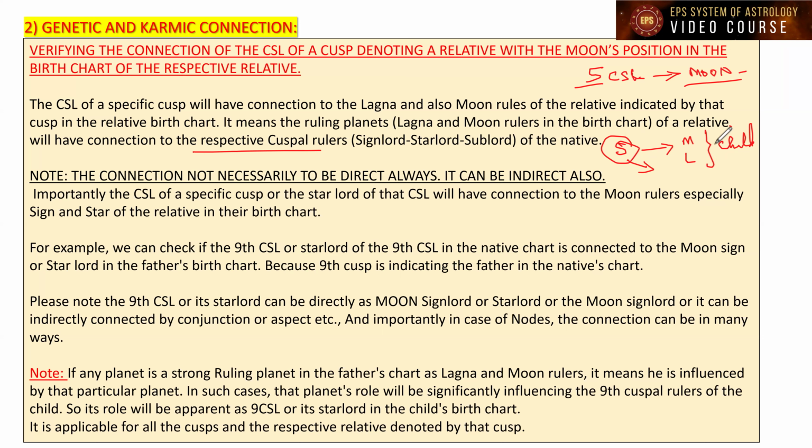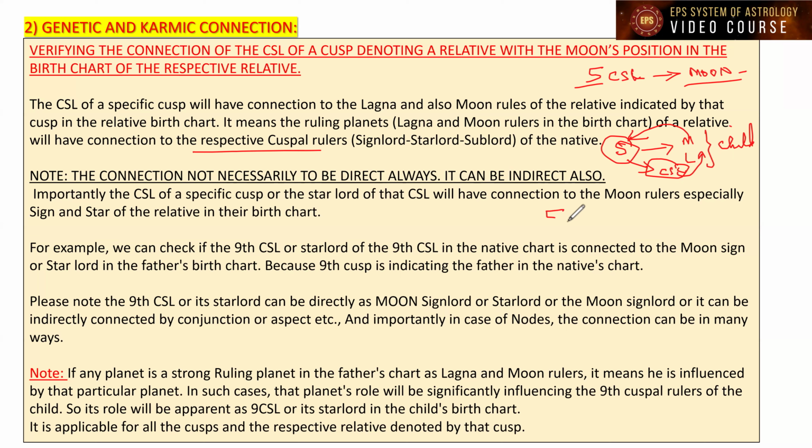They are the ruling planets of the child. That will have connection to the respective cusp rulers. But we are checking whether the fifth cuspal sublord is connecting to the moon rulers, the moon position. For that, we are checking this one, right? Note that the connection is not necessarily direct always. It can be indirect also. That is the important point we have to keep in mind.